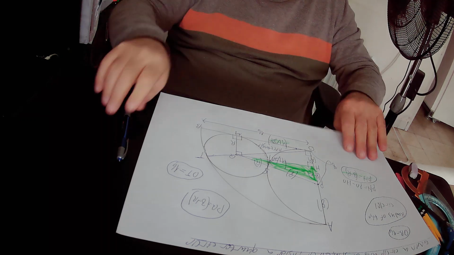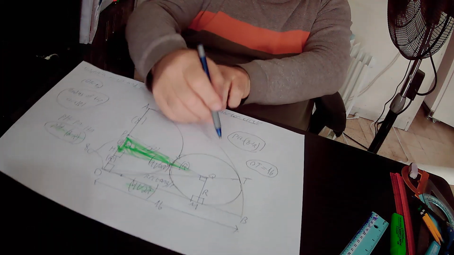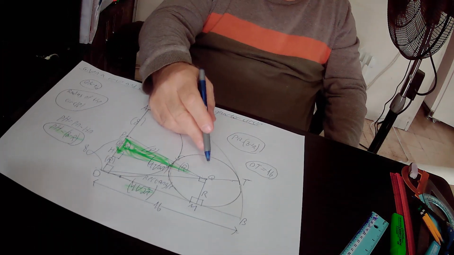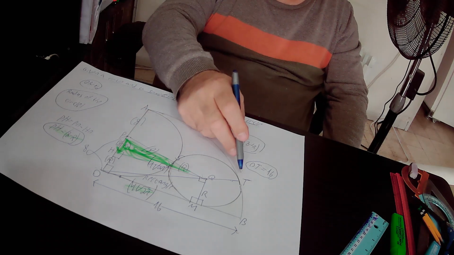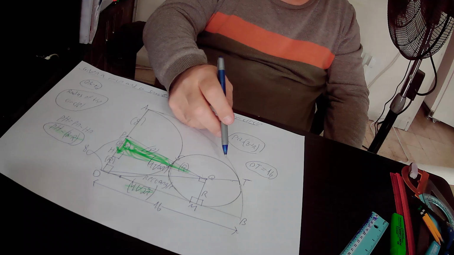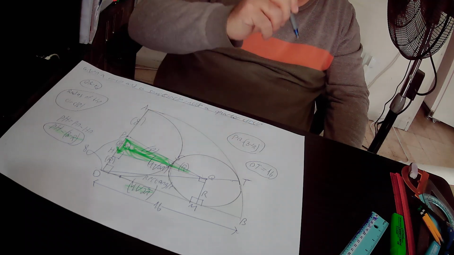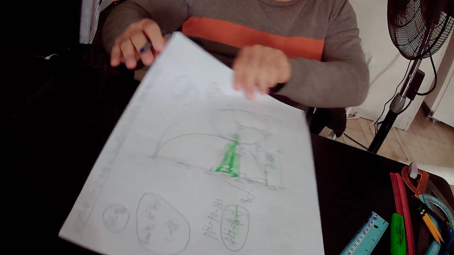What is the definition of this line segment QT? Line segment QT starts from point Q, the center of this small circle, and ends at point T, a point on the small circle itself. So this is exactly the definition of a radius. Therefore, QT is the radius of this small circle, which is equal to R. So QT equals R.